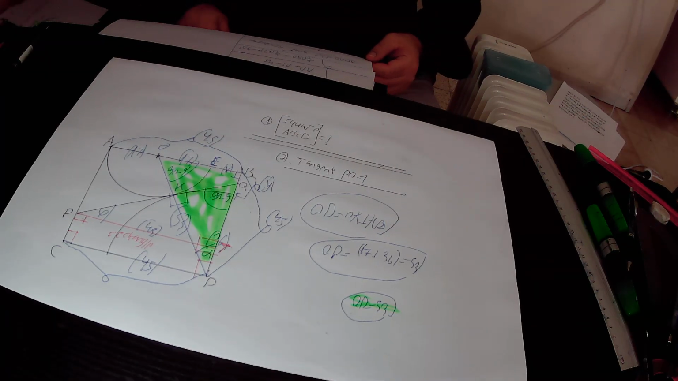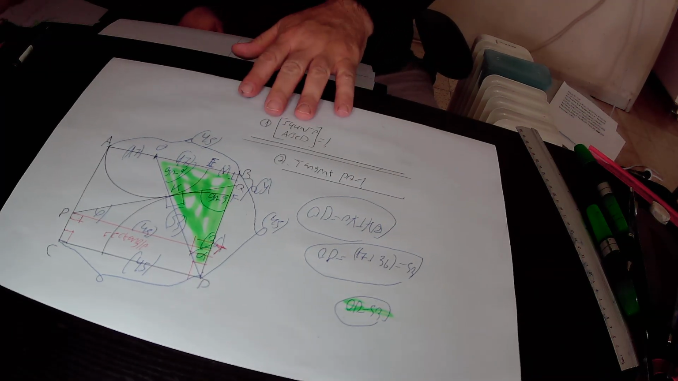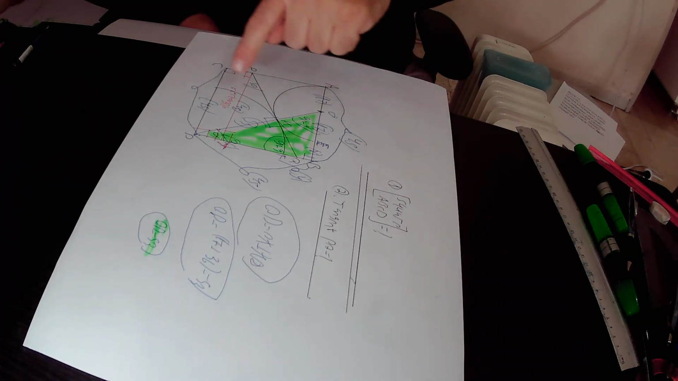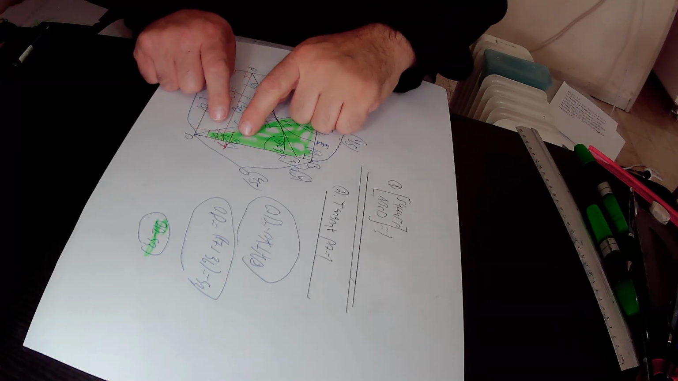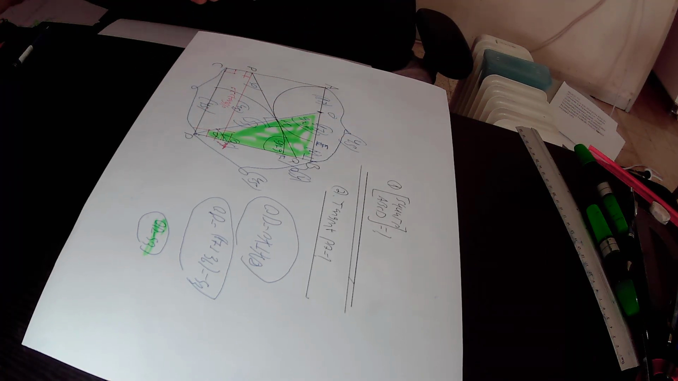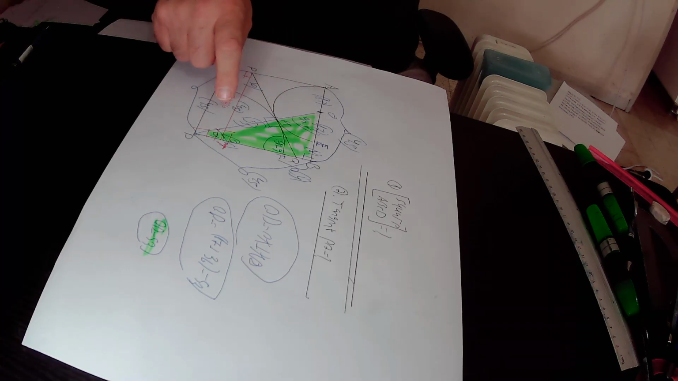In the next step, we do a construction: from point P, we draw a perpendicular to BD. So this angle equals 90 degrees, and this angle also equals 90 degrees according to our construction. We call the touching point of the perpendicular from point P and BD point T.